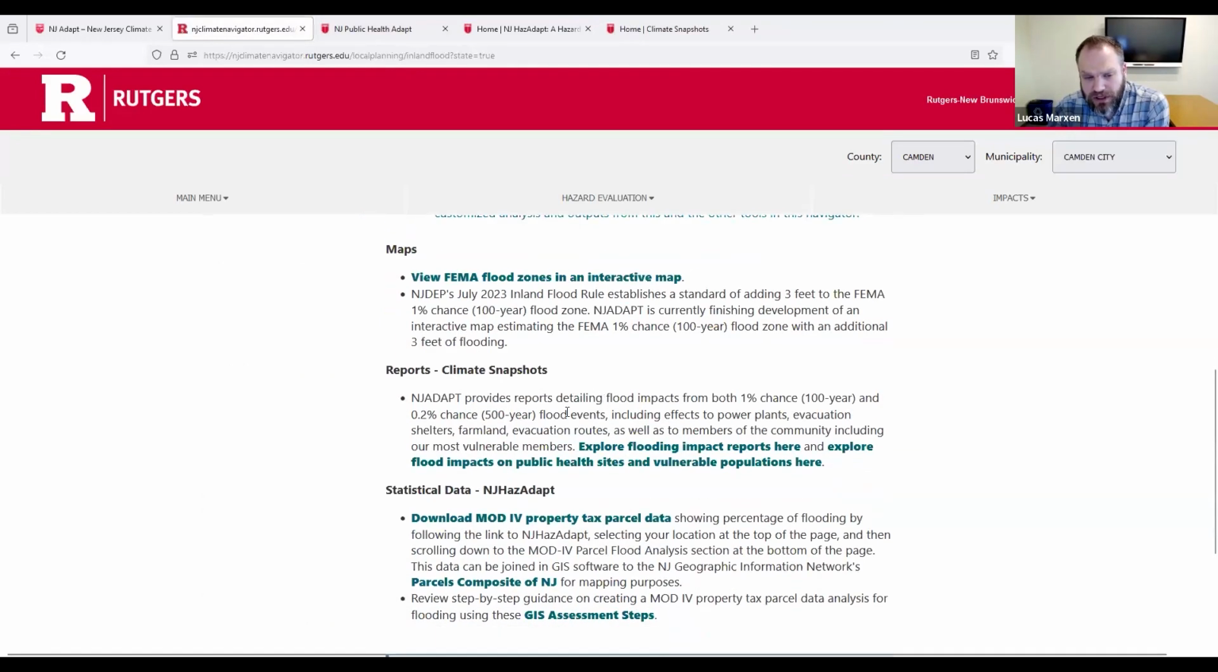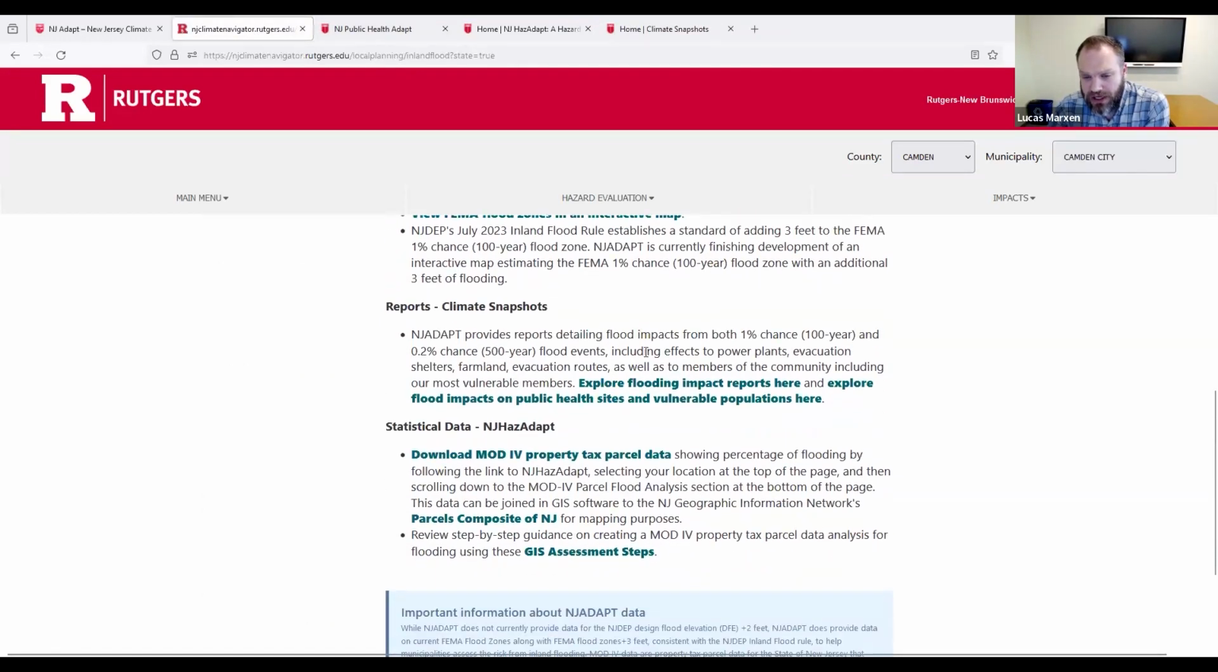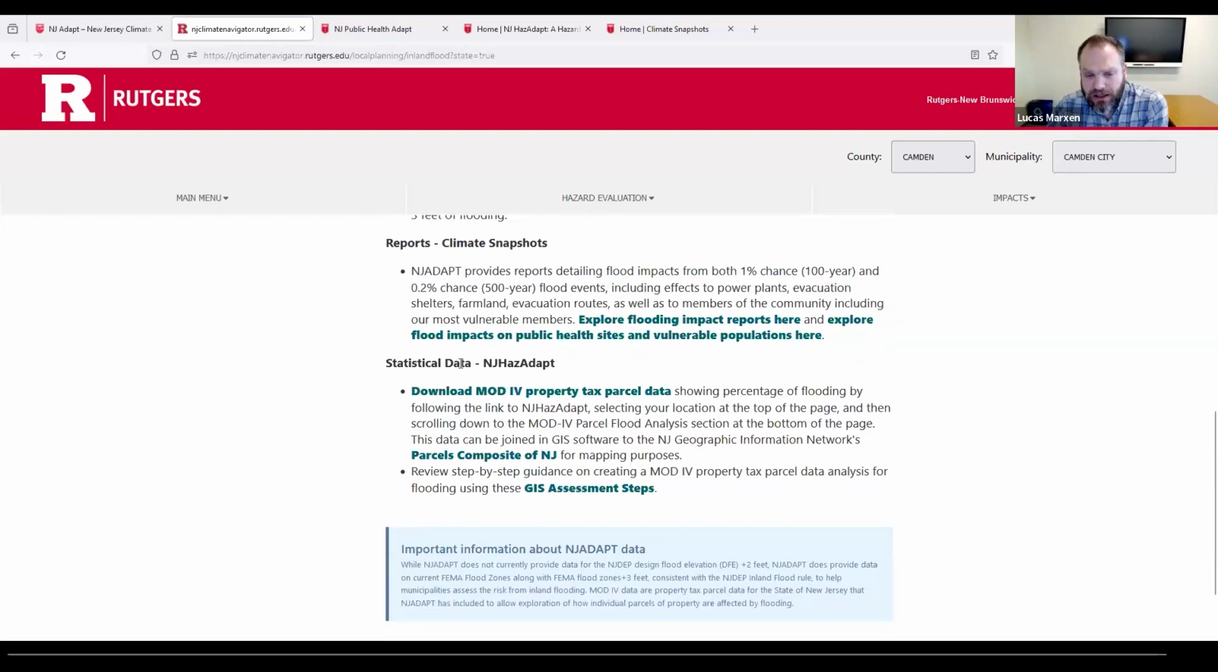Similarly to the coastal flooding, we have links out to our climate snapshots, like I showed you, which will also include the impacts of the 100-year and 500-year flood zone for those different types of reportings that we have. So it's looking at, say, facilities or critical infrastructure. And then again, we have the links out for statistical data to the NJADAPT application, where you can access that Mod 4 tax parcel data and see which parcels are inside or outside the flood zones and by how much.